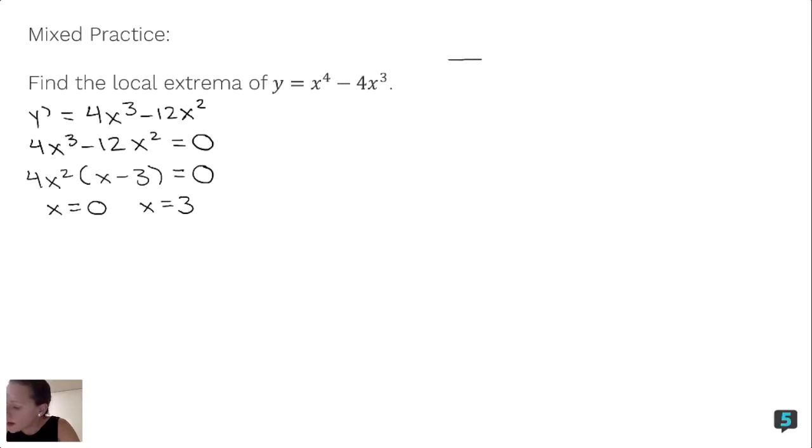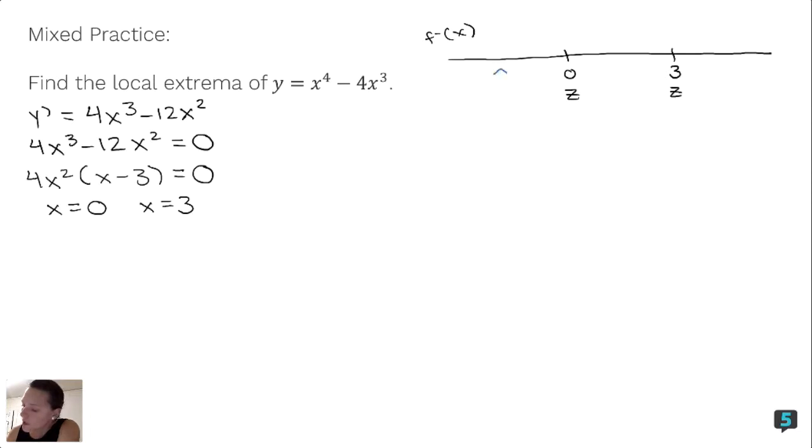I am going to make myself a number line for f prime of x. And I'm going to put on my number line my critical numbers 0 and 3. And I'm going to label them with a z for 0. All right, let's test some numbers. What number do you want to plug in the interval from negative infinity to 0? Sounds good, -2. Now again, keep in mind, I only care about the signs in these intervals.